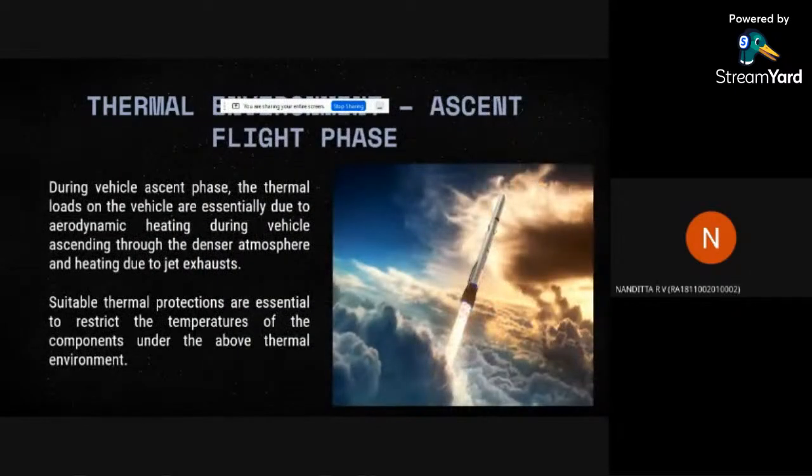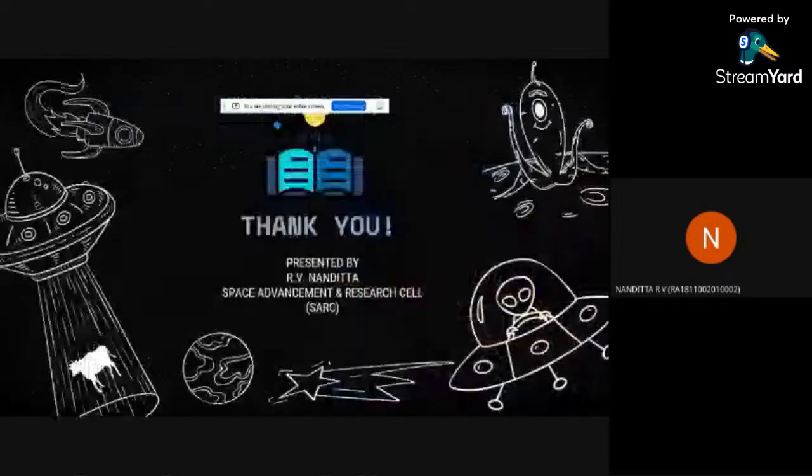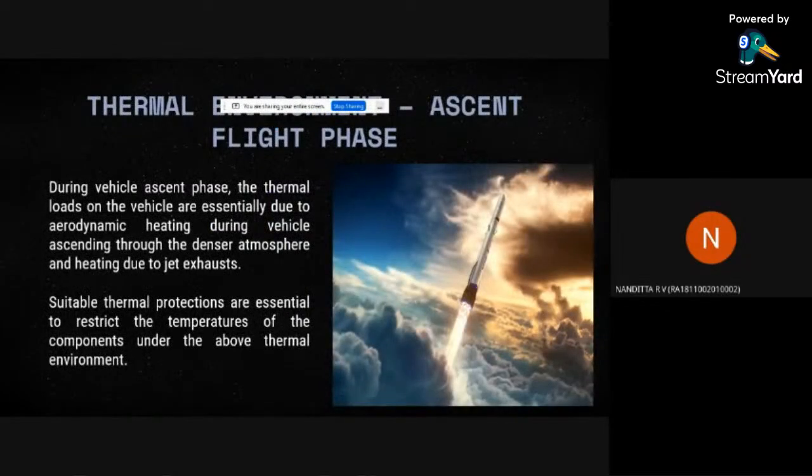The last phase will be the ascent flight phase. During the vehicle ascent phase, the thermal loads on the vehicle are generally due to the aerodynamic heating, which takes place while the vehicle ascends through the denser atmosphere, and heating due to the jet exhaust. We need suitable thermal protection systems, which are essential to restrict the temperature of the various components under and above the thermal environment. So we have come to the end of the presentation. I hope you are clear about the TPS system, the design requirements, the constraints, the environments under which it will be functioning, as well as the material selection.